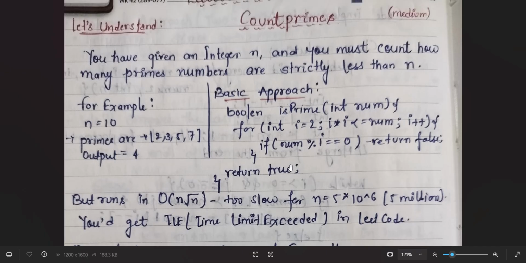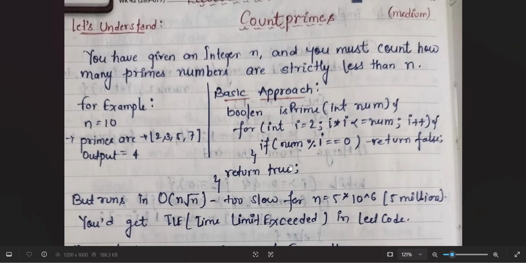Let's understand one more time what the problem is exactly. You are given an integer n, and you must count how many numbers are prime and strictly less than n. We are not counting up to n itself, we are counting the primes lying below n.